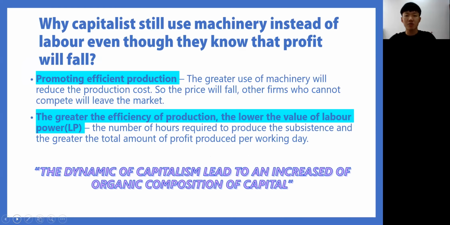Why do the capitalists still use machinery instead of labor, even though they know the profit rate will be lower? This is because of promoting efficiency of production. They know that greater use of machinery will reduce the production cost, so the price will fall. The one who cannot compete will leave the market. Besides, the greater efficiency of production will lower the value of labor power. When the number of hours required to produce subsistence falls, it will lead to a greater total amount of profit produced per working day. So in conclusion, the dynamic of capitalism leads to an increase of the organic composition of capital.